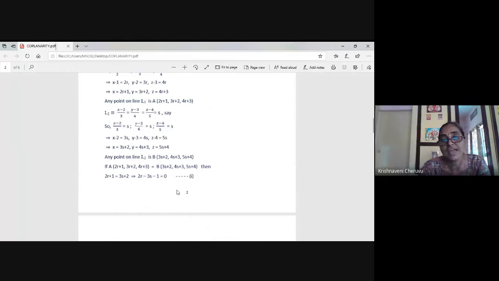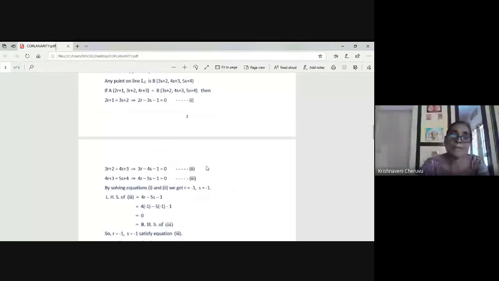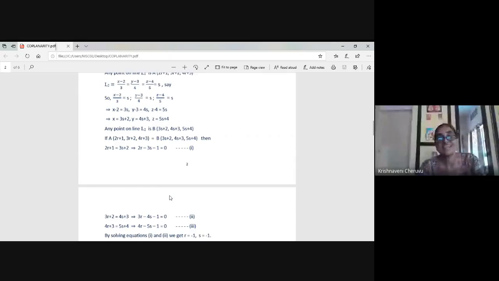Here what did we take? If A is equal to B. So suppose the values obtained from the first two equations are not satisfying the third one, we say that the lines are not intersecting. Here what happened? The values of R and S from equations 1 and 2 are satisfying the third equation. That is why it is confirmed that the lines are intersecting. If in any problem the values obtained from the two equations are not satisfying the third equation, you can say that the lines are not intersecting. So here the lines are intersecting.